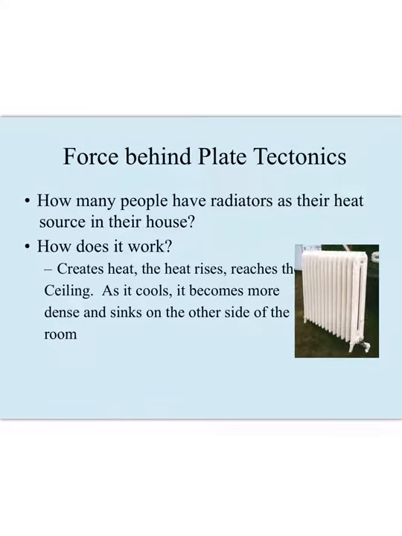Here's a common example of convection. Old houses tend to have radiators near their windows as a form of heat. The hot water is going to travel through the radiator, and that's going to heat up the air next to it. The air is going to become less dense and it's going to rise to the ceiling. As it cools, because now it's away from the radiator, it is going to become more dense and sink on the other side of the room. So this creates a convection cell that circulates the heat throughout the room.